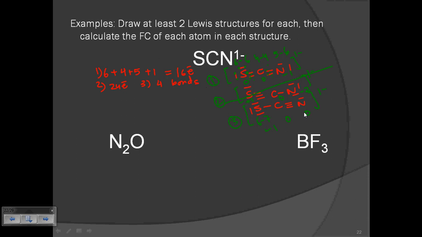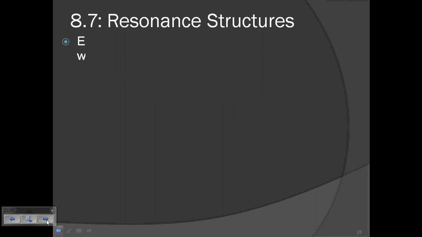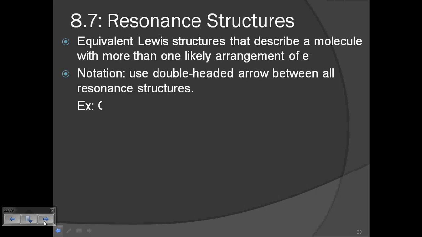So now which is the correct one? Remember the second rule, where the negative charge is given to the more electronegative atom. And which is the more electronegative atom? Nitrogen is more electronegative. So the first structure is the correct one. This is how formal charge is used in predicting the correct Lewis structure. And the last thing is resonance structure.